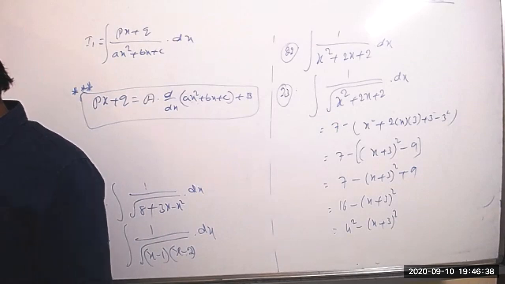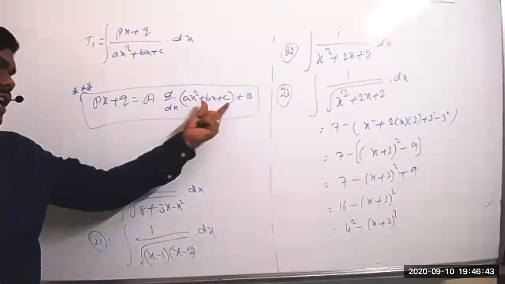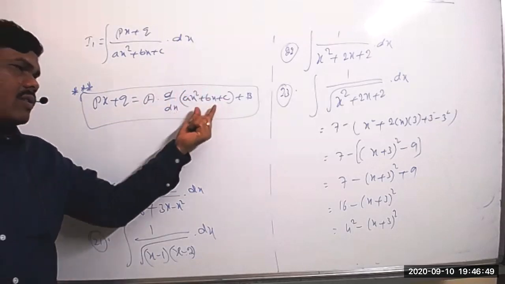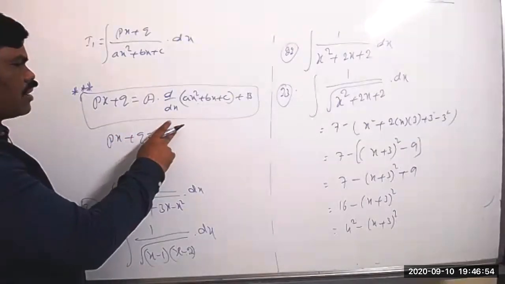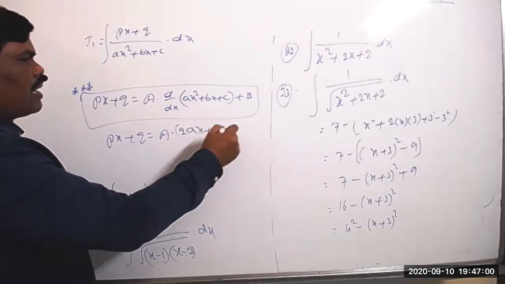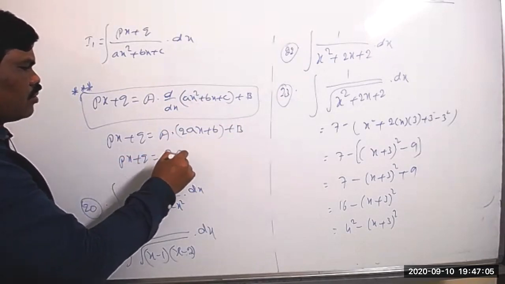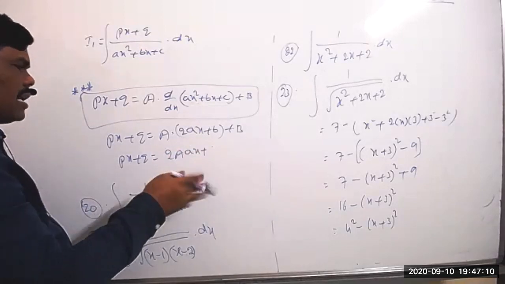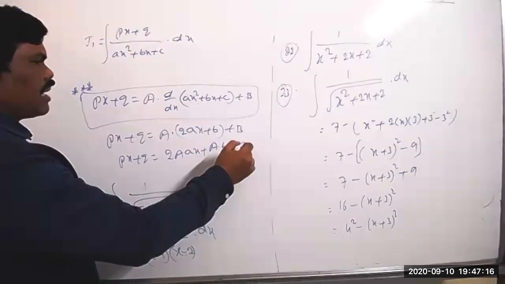Now in this formula, we just have to find the values of A and B. How to find the values of A and B? By comparing both sides. Suppose we take the differentiation of this one. First take px plus q equal to A into the differentiation of the second one, which gives 2ax plus b, and plus B we got now. So px plus q equal to, multiply this: 2aA into x plus, the quotient you can take, capital A into small b, plus B.